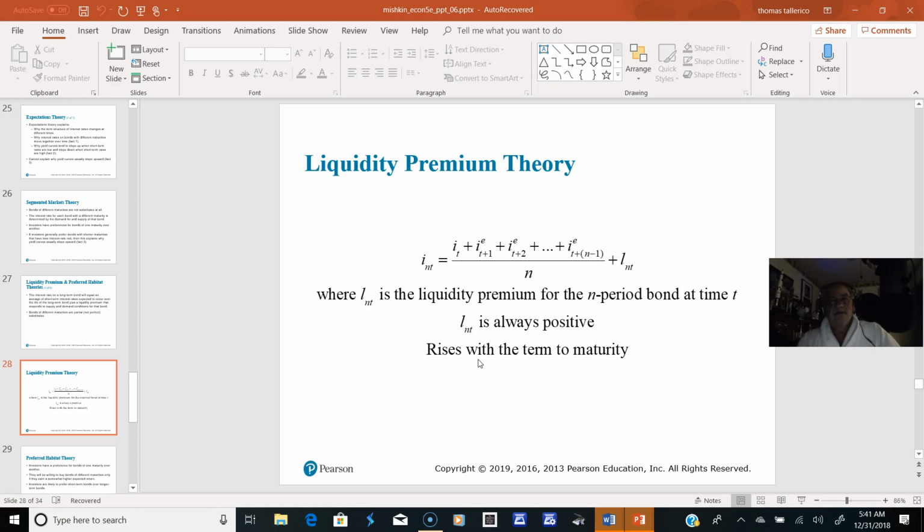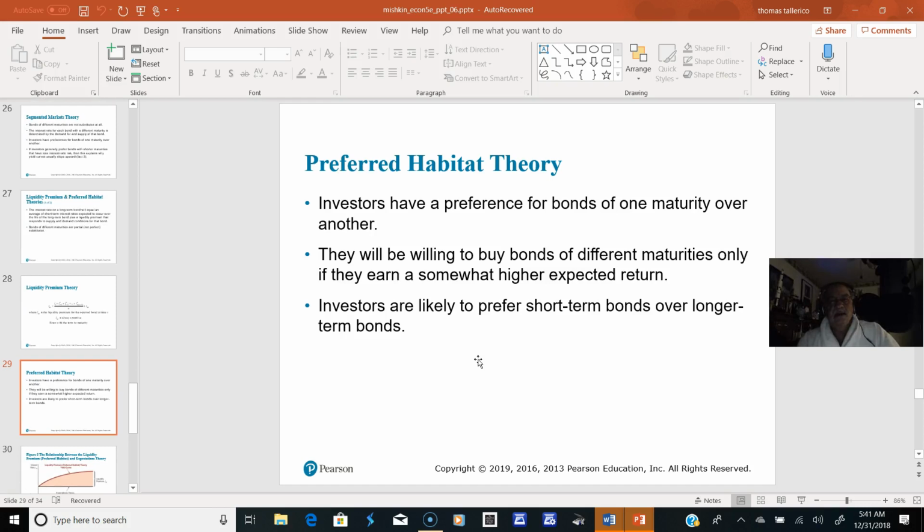And these theories have differences about them. And finally, the preferred habitat theory says investors have a preference for bonds of one maturity over another, and that's that simple. They would be willing to buy bonds of different maturities only if they earn a somewhat higher expected return. And investors are likely to prefer short-term bonds over long-term bonds because of interest rate risk.